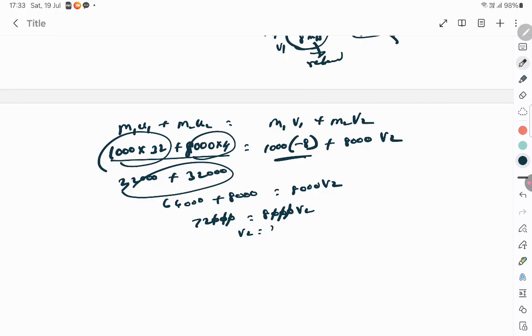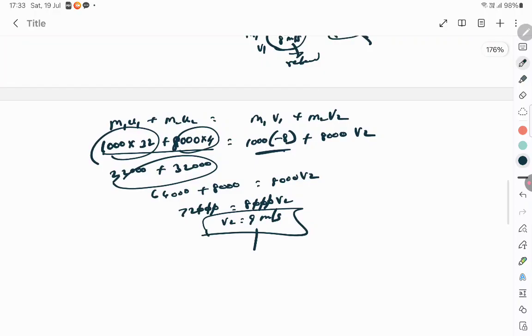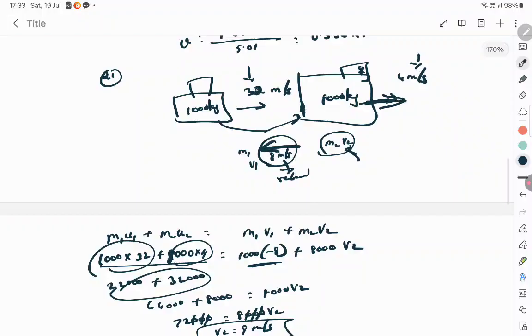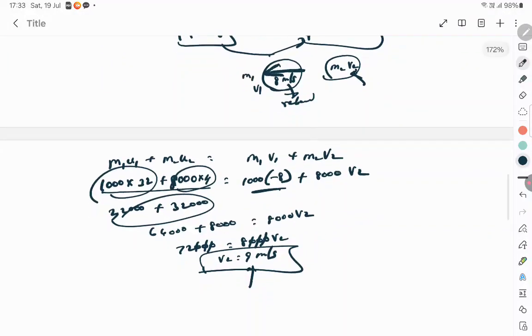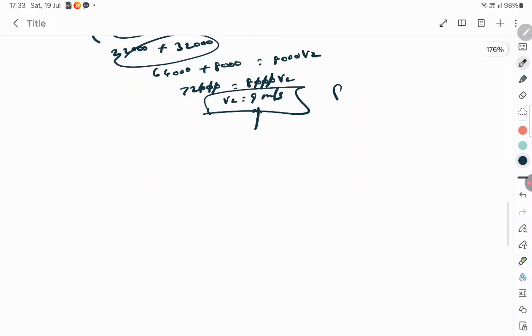9 8s are 72. And you understand that it's positive. Given that you got a positive value, you understand that the 8,000 kg truck is moving in the same direction as it had actually started. It's going to move with a greater velocity, but in the same direction. So that's the key. Again, I'm using conservation of momentum. This conservation of momentum concept is very, very important.